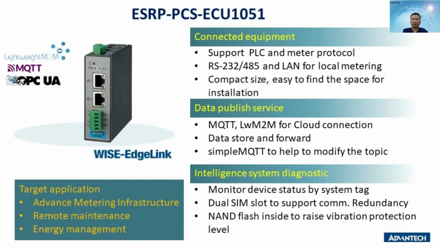Next, the third device I would like to introduce is ECU 1051. It is more compact in size, and comes with RS-232 or RS-485 and LAN port. It also supports PLC and meter protocol. For data publish service, it supports MQTT, LWM2M, data store and forward. Device status can be monitored by using the system tag. It has dual SIM slots to support redundant communications. The target application for this device is advanced metering infrastructure, remote maintenance, and energy management.